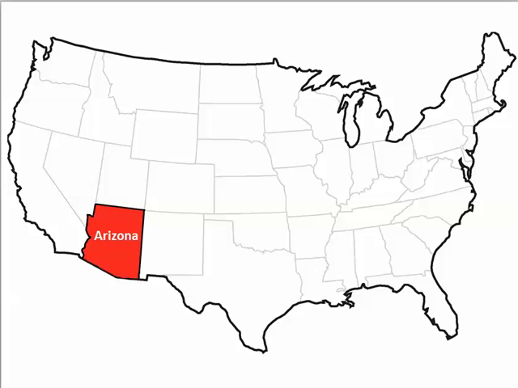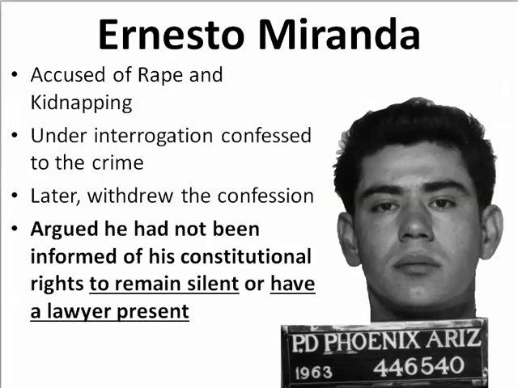In the state of Arizona here, a man by the name of Ernesto Miranda, this guy here, was accused of kidnapping and raping a woman. And the police brought him in. They had no other evidence, nothing to suggest that he did this crime other than they suspected him of it. And they took him to a room in the police department and interrogated him until he confessed. So he confessed under interrogation.